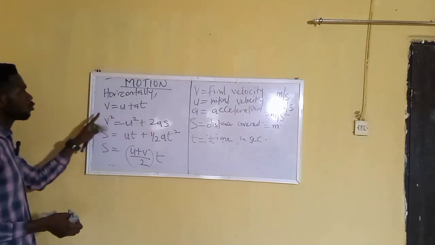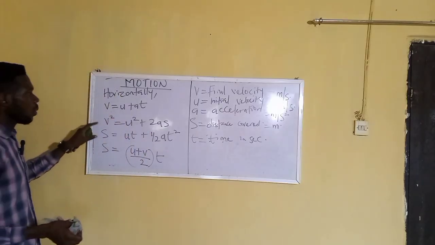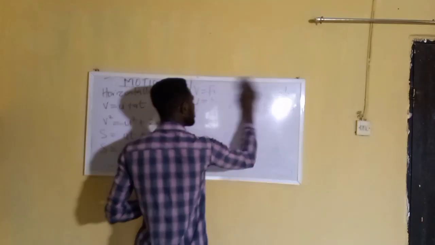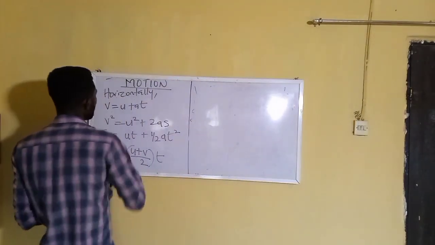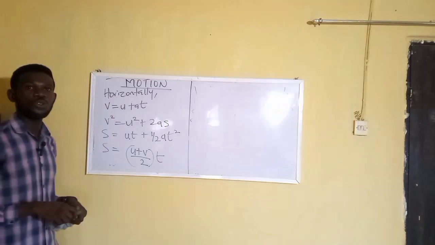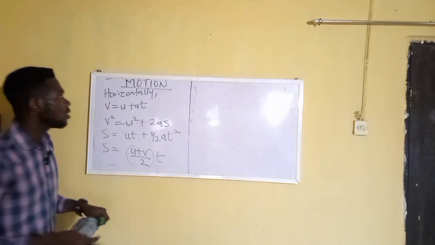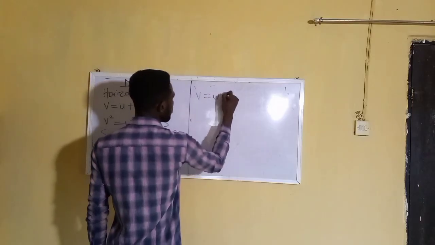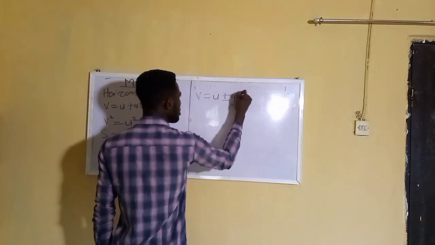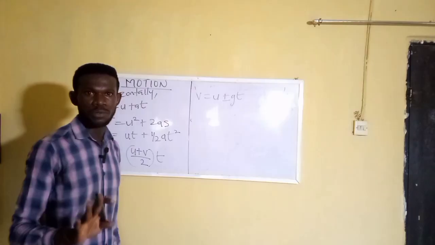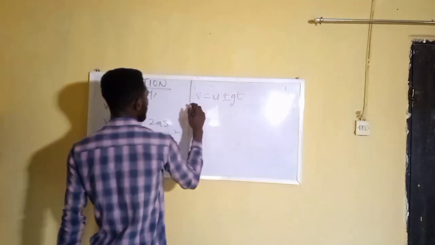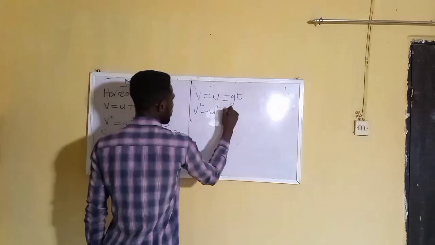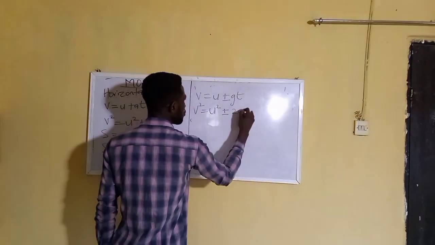It is still similar to what we have here, but there are just little differences. For example, v is equals to u plus at can be written as v is equals to u plus or minus gt. Why do we have a plus or minus? I will explain that.